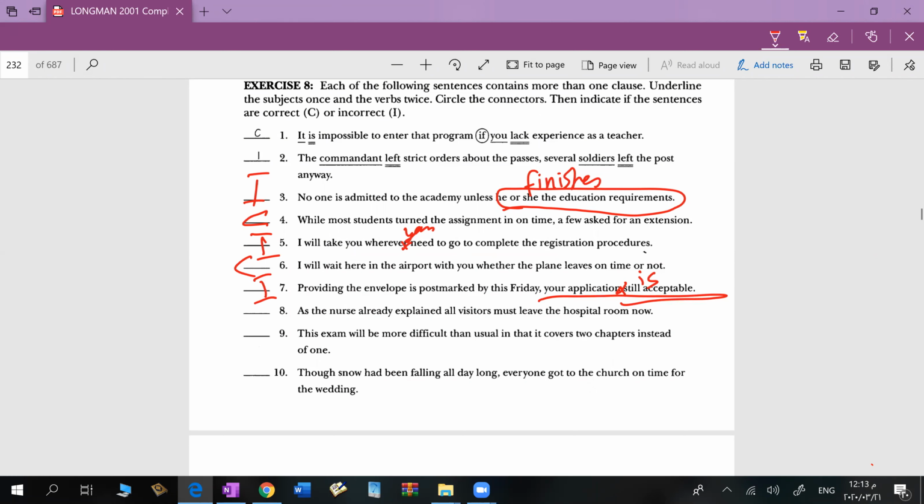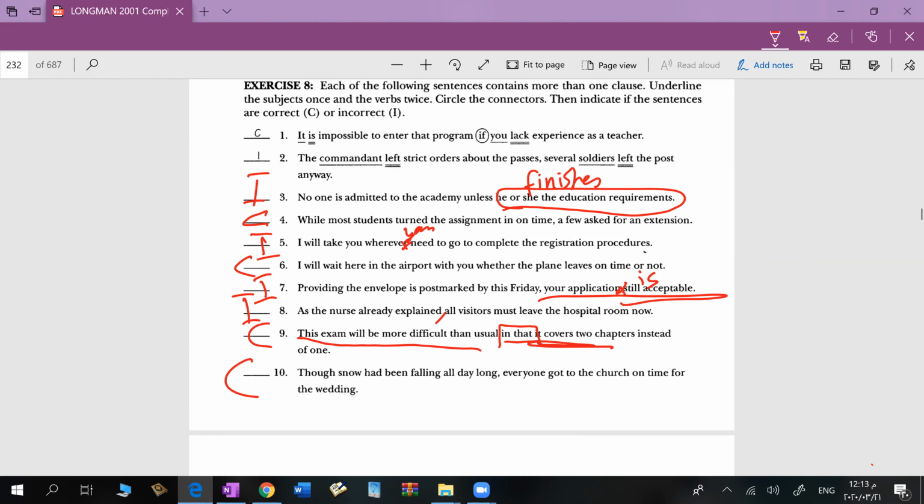Number 8: As the nursery already explained, all visitors must leave. What do you think of this sentence? Correct or incorrect? Incorrect. Why? What's missing? Comma. Number 9: This exam will be more difficult than usual in that it covers 2 chapters instead of 1. Correct. We have here subject verb, in that, which is the connector, and then subject verb, it covers, so it's correct. Number 10: Though snow had been falling all day long, comma, everyone got to the church on time.